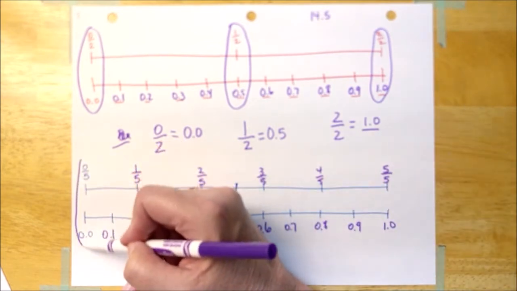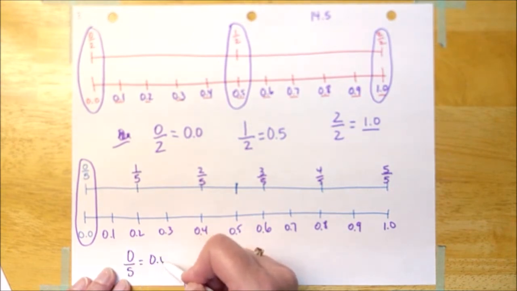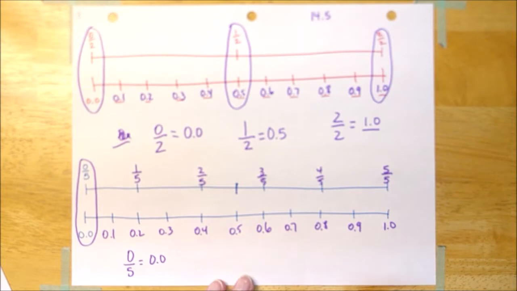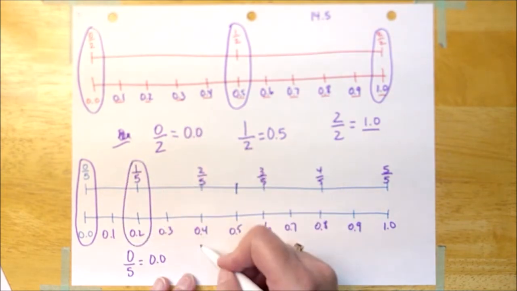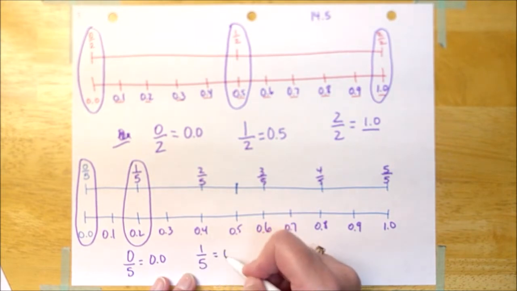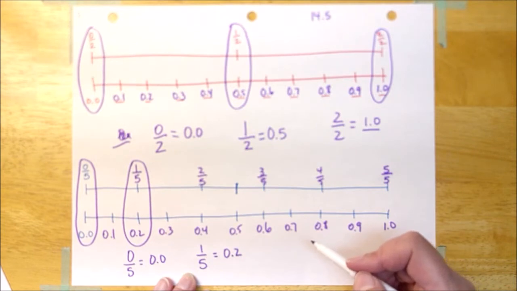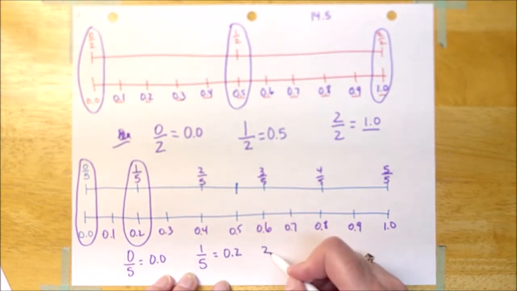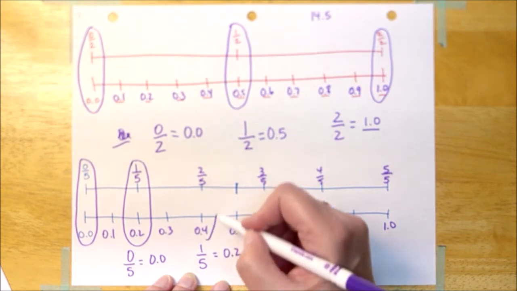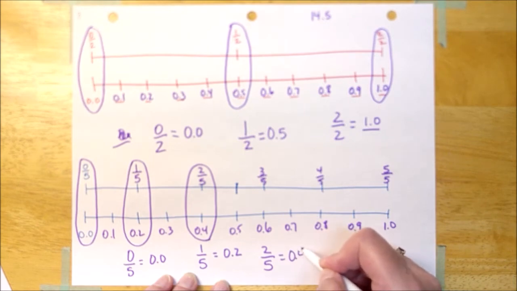So 0 fifths is the same as 0 tenths. 1 fifth is the same as 2 tenths. They're exactly the same amount. 1 fifth is exactly the same as 2 tenths. 2 fifths, look at that. It's exactly the same as 4 tenths.